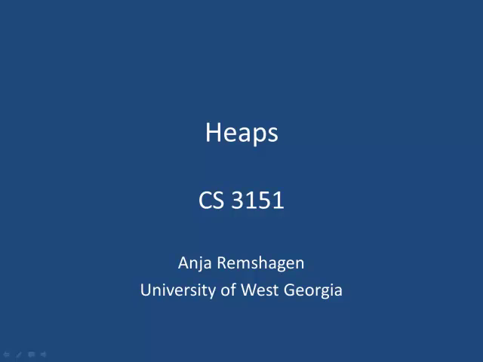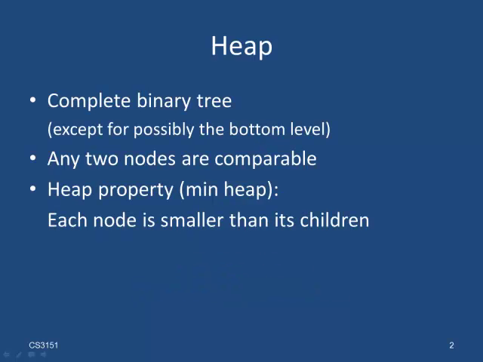We finally introduce the data structure, the heap, that is used to implement the abstract data type priority queue. A heap is a complete binary tree except for possibly the bottom level, which must be filled from left to right. All nodes in a heap must be comparable. In addition, the following property must be fulfilled. Each node must be less than its children. This property is called the heap property.